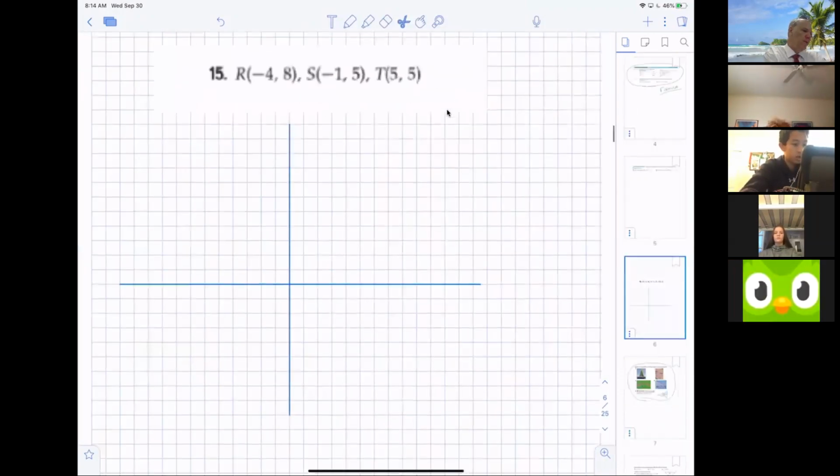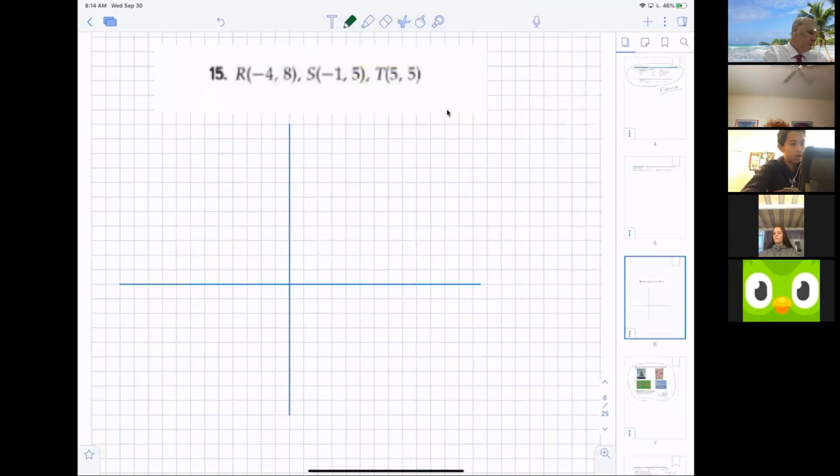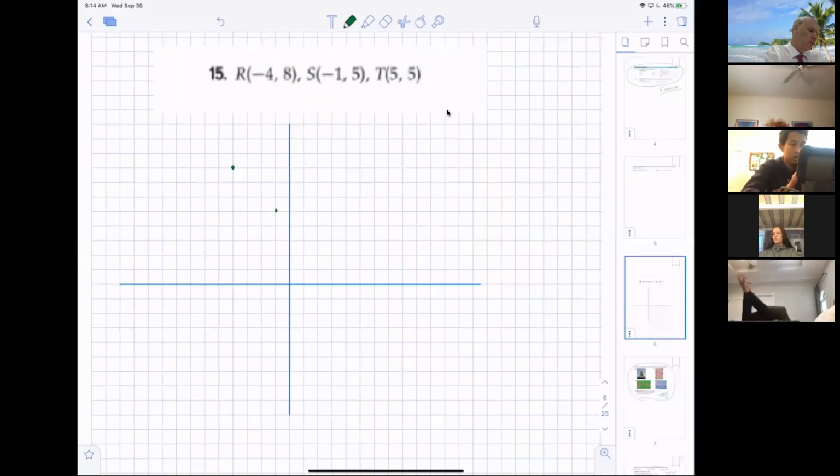Okay, so -4, 8. One, 2, 3, 4, 1, 2, 3, 4, 5, 6, 7, 8. Somewhere around there. -1, 1, 2, 3, 4, 5. Okay, now this one's nice too because 1, 2, 3, 4, 5, 1, 2, 3, 4, 5.